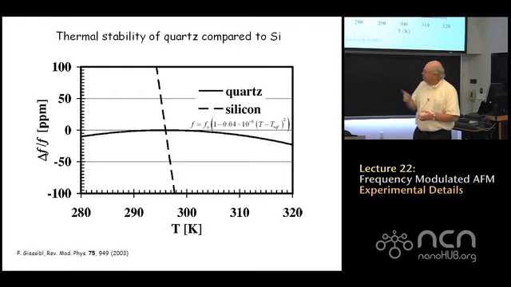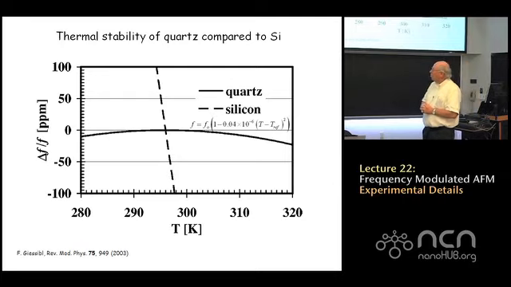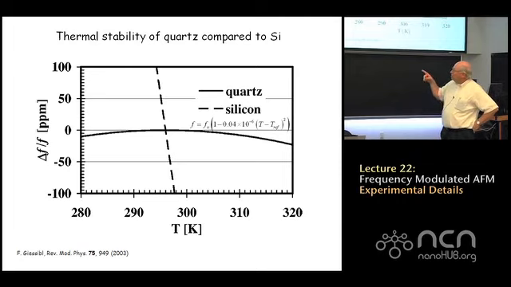And that's illustrated in this graph, which compares the change in frequency divided by the resonant frequency of quartz and silicon over a narrow temperature range around room temperature. Experimentally, for these quartz crystals, the change in frequency with respect to a small change in temperature is on the order of 0.04 parts per million per degree centigrade.